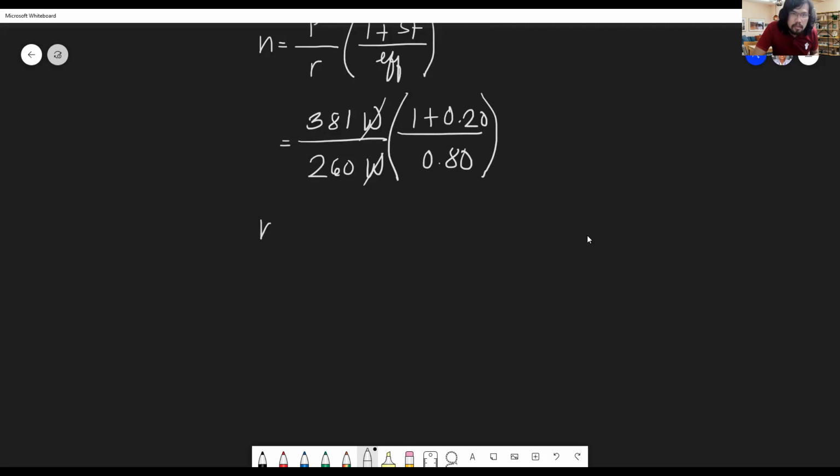And the numbers will yield N equals what? Let's try to compute. 381 divided by 260 times 1.2 divided by 0.8. That's 2.19. Unfortunately, you won't be able to get a fraction of a module or a panel. So rounding up, this is 3. So 3 panels needed.